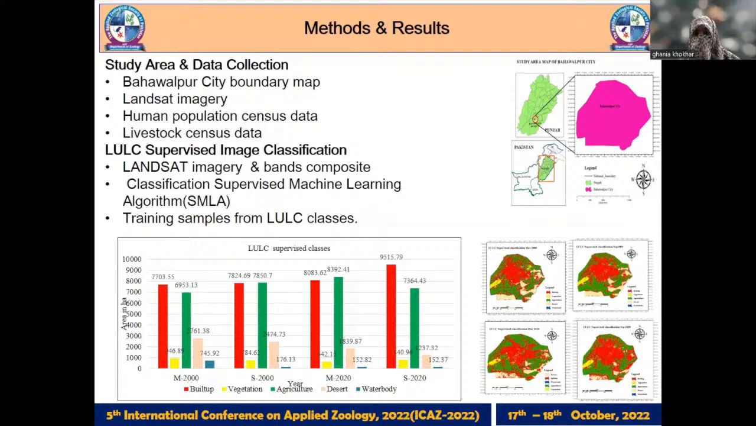You can see a different color scheme has been used for different classes. Built-up is represented by red, vegetation by yellow, agriculture by green, desert with sand color, and water body with ultramarine blue color. There are different trends in the area occupied by these classes. There is an increasing trend of built-up areas. It started from 7,703 hectares in March 2000, and it goes to 9,515 hectares in September 2020.